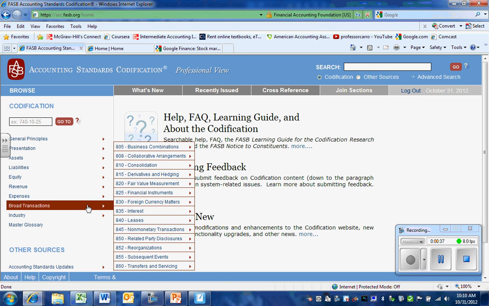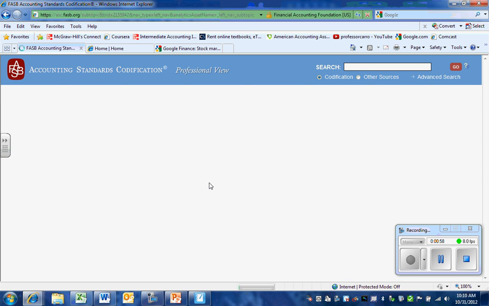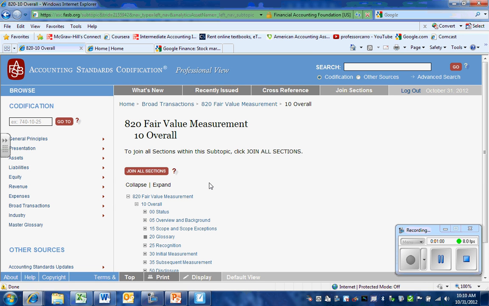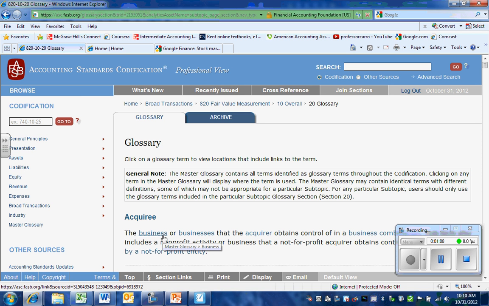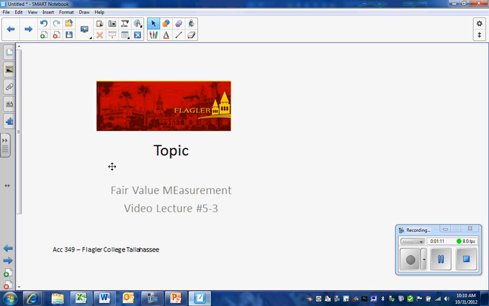Fair value measurement is listed as a topic in the FASB codification, and it is under the broad transactions category, and it is topic 820, fair value measurement. And let's just look at some of the terms that are used in this topic area and get a general idea of what fair value measurement is.